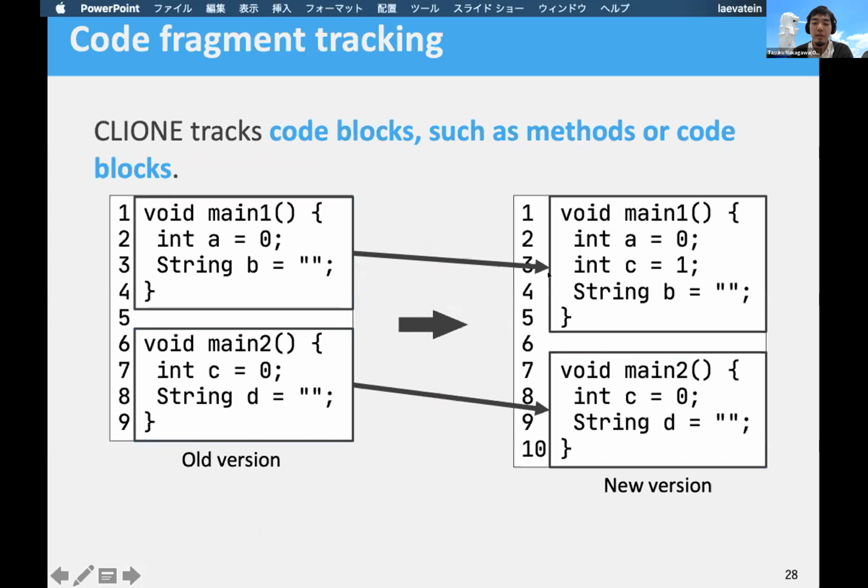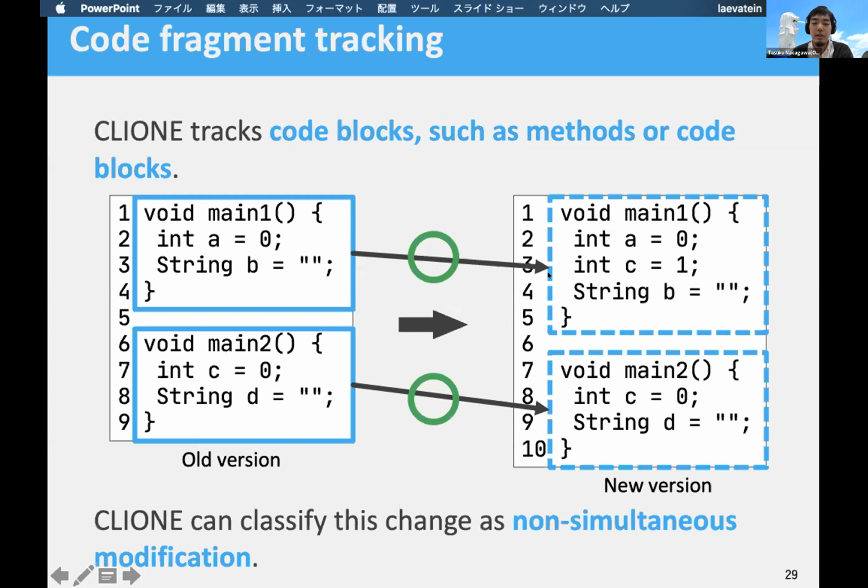Therefore, CLIONE tracks not only clone instances, but also code fragments. In this example, CLIONE tracks methods in each version. As a result, even if the methods aren't detected as clones in the new version, CLIONE can detect non-simultaneous modification by tracking methods.